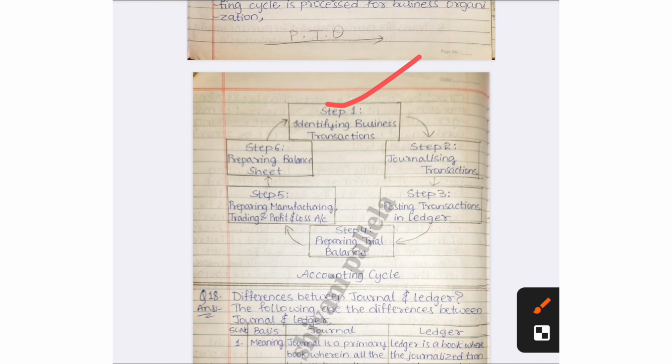Step number 1, there are 6 stages. Step number 1 is identifying your transactions. Second one is journalizing. After journal entries, we will do the posting, you will post it in the ledger. What we will do first, you will identify your business transactions, then you will do the journal entries. After that, you will keep the ledger accounts, then you will prepare the trial balance, then you will prepare the trading account, then you will prepare the P&L account, then you will prepare the balance sheet.